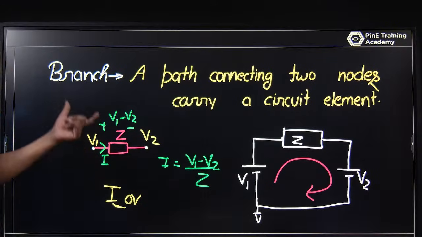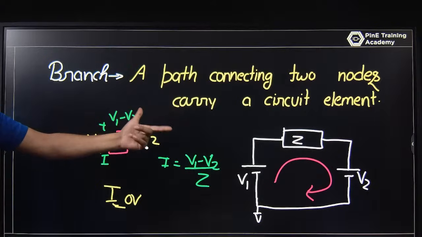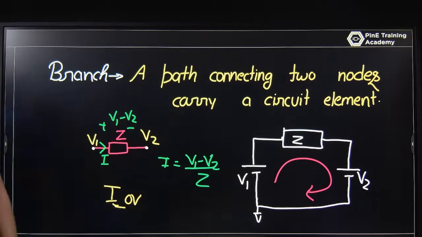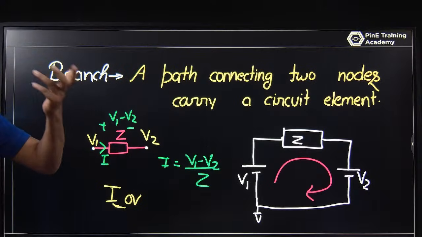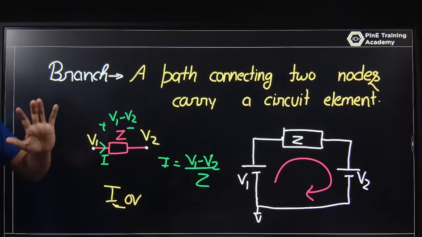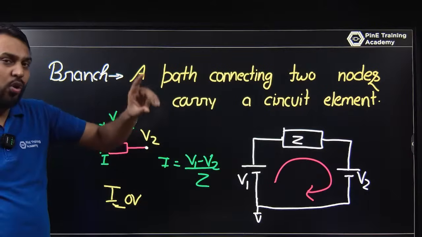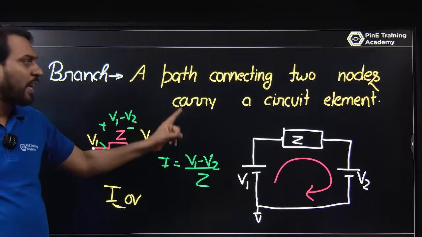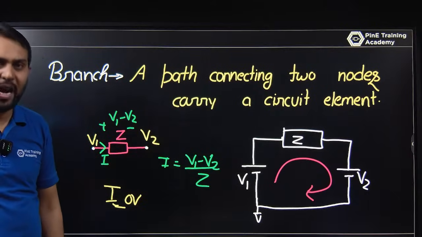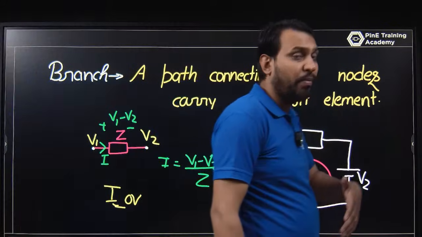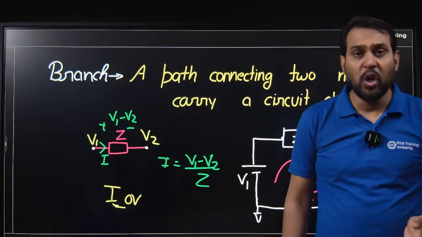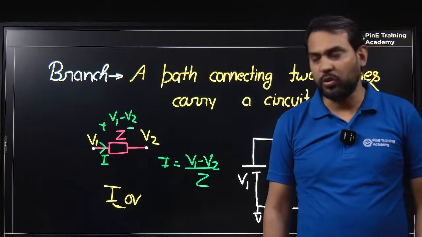So what is the meaning of branch? A path connecting two nodes carrying a circuit element. You have two nodes; it may be a simple node, a principal node, it can be any node. I am just talking about the node. A path connecting two nodes carrying a circuit element will be a branch. So you can determine a branch current, and you can determine a branch voltage also.